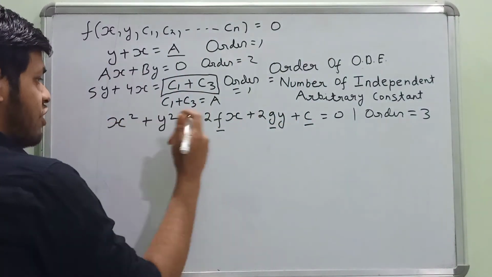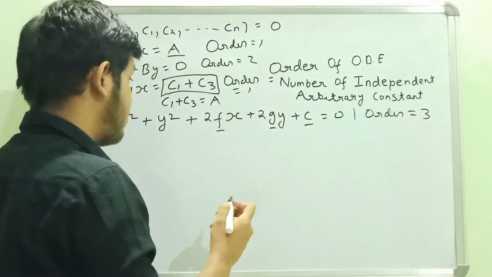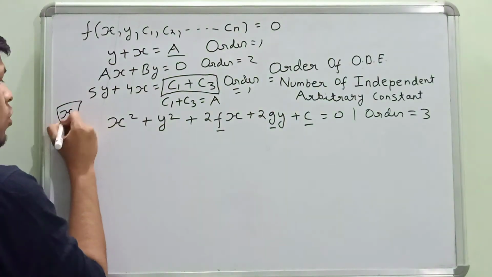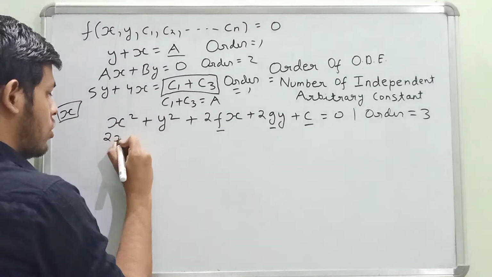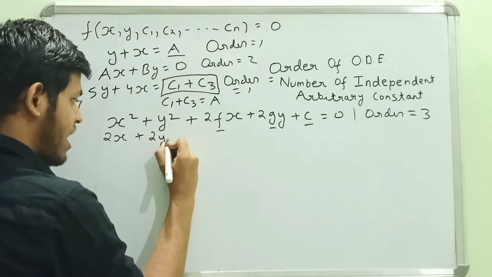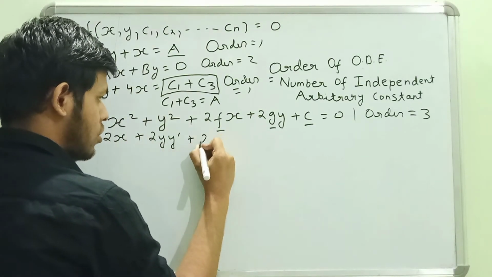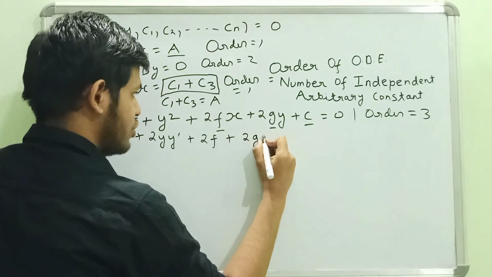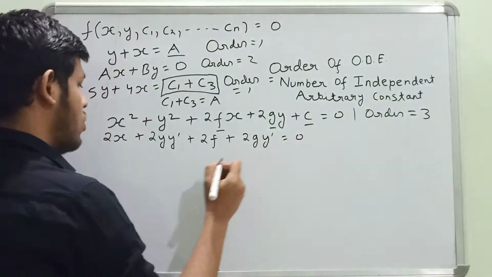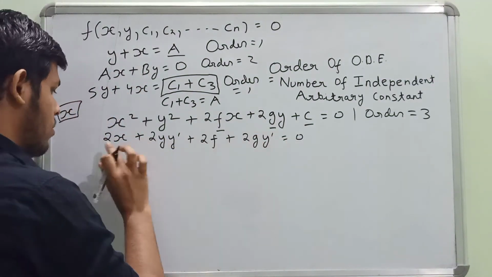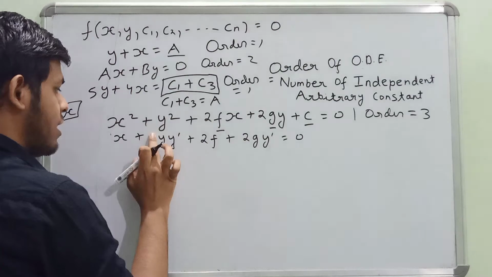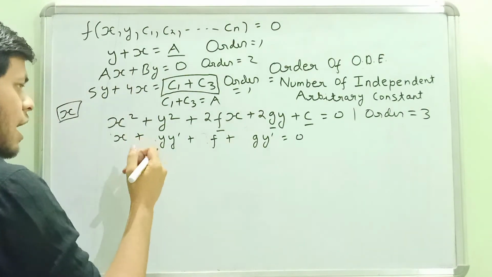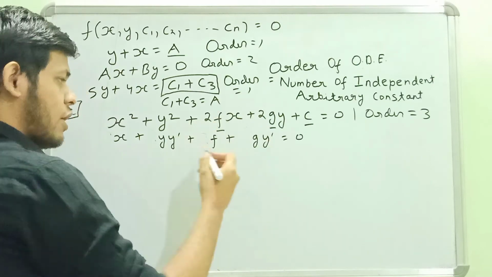So first of all, let's differentiate the whole equation with respect to the independent variable. Our independent variable is x. So let's differentiate it. 2x plus 2y y dash plus twice f plus twice g y dash is equal to 0. Let's cancel this 2 by dividing the whole equation by 2. So now we have differentiated the whole equation one time.